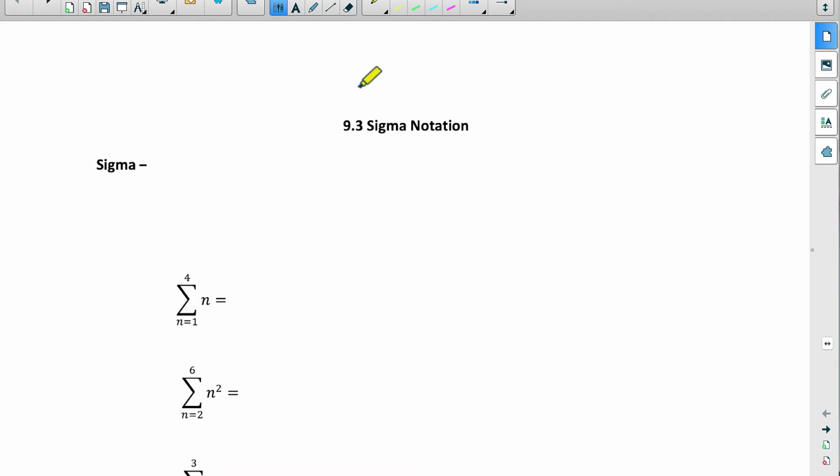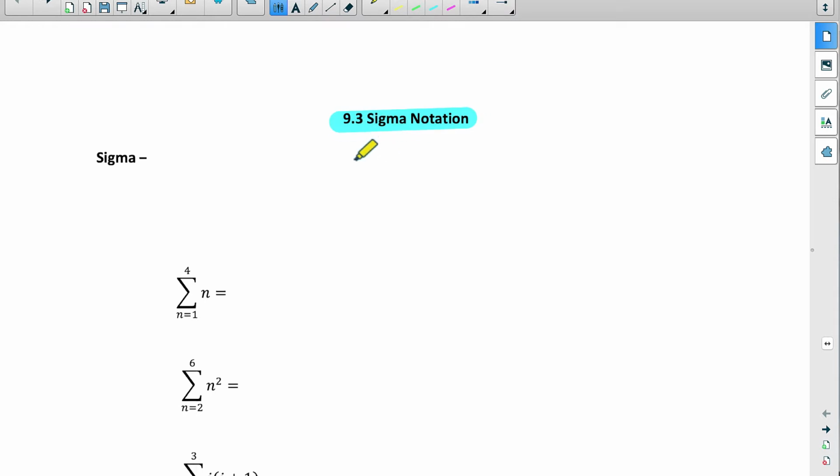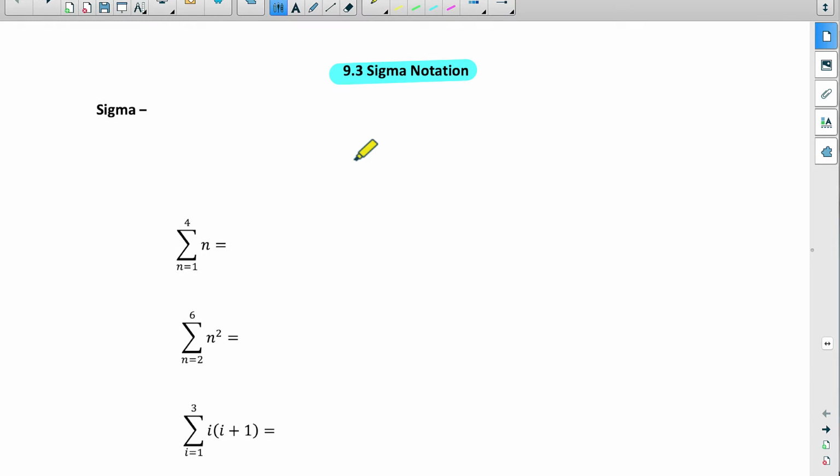Okay, but we're going to take a little break from finding areas under curves. We still do have one more video about that, but we need to take a look at sigma notation. Now, you might have covered this before, but I need to make sure everyone knows this, so we'll go through it today. Sigma notation. What is this all about?